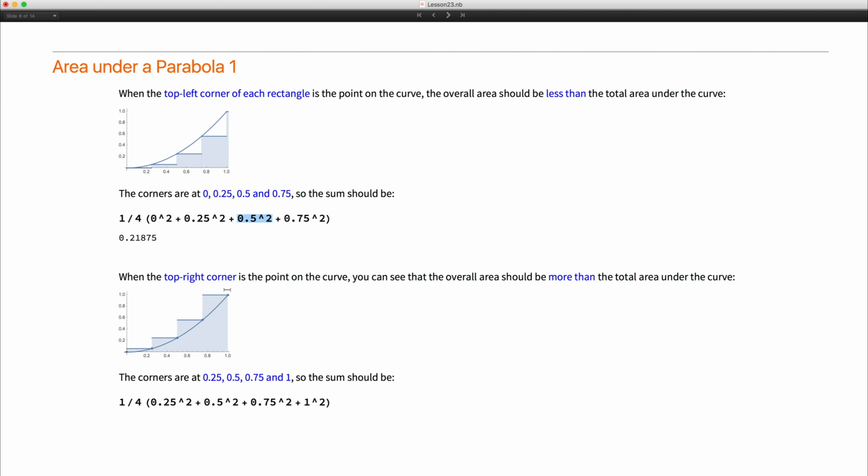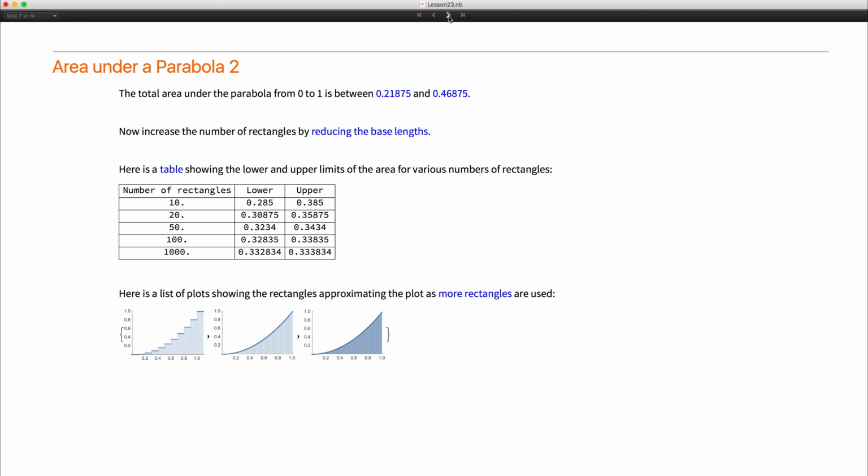On the other hand, if you took the top right corner of each rectangle, then you can see you're going to overestimate the area under the curve. In this case, you get back the answer 0.46875. So it looks like the answer would lie somewhere between 0.21875 and 0.46875. That's the conclusion from the earlier slide, which I'm repeating here again.